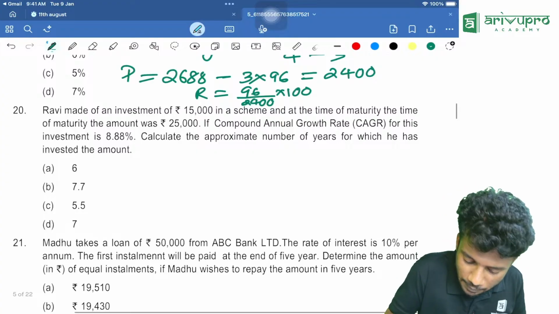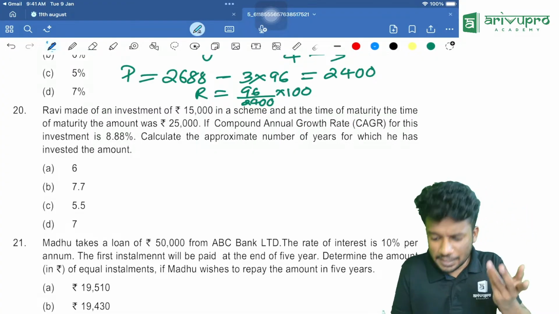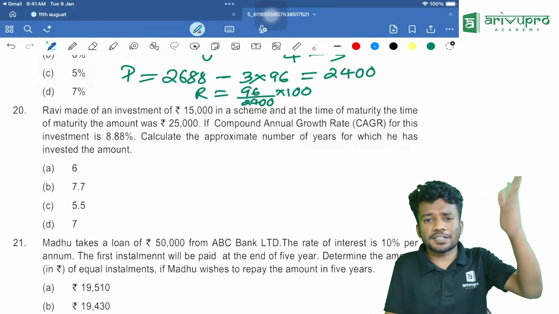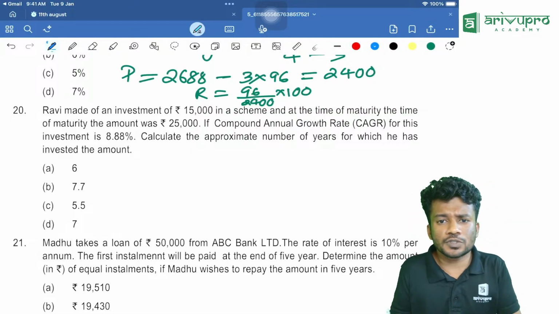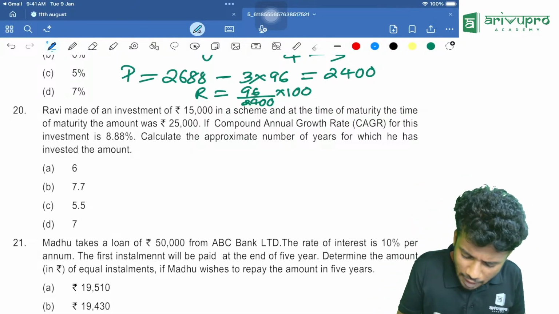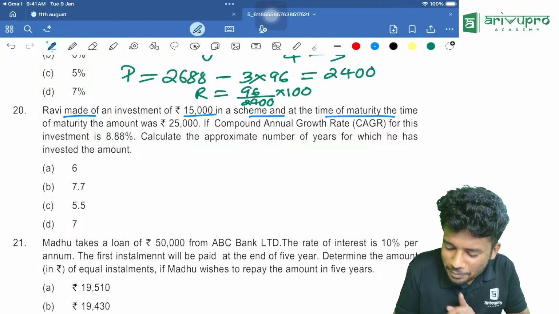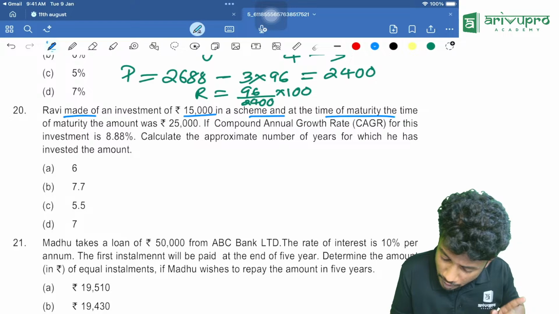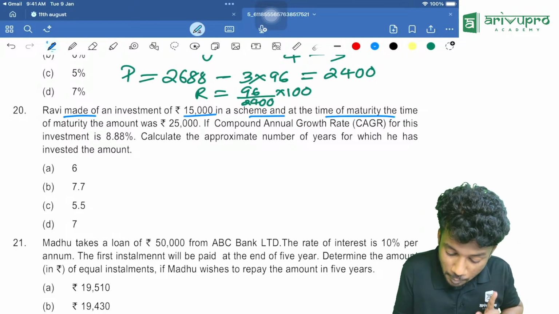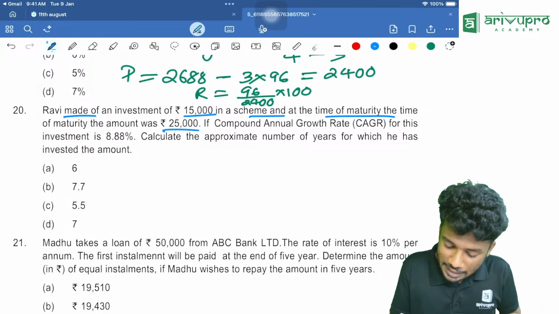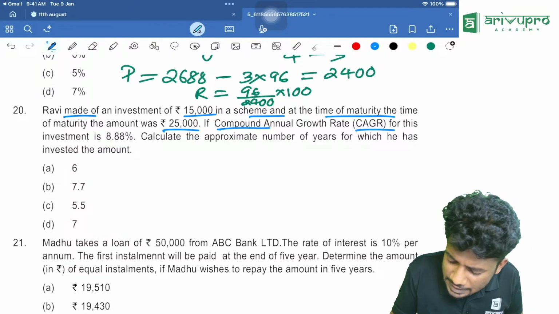Next question. A question based on CAGR. You can either use the CAGR method or that formula. Both can be done. I'll be using the CAGR method. Now, Ravi made an investment of 15,000 in a scheme. At the time of maturity, the amount was 25,000. Then what is the CAGR value?